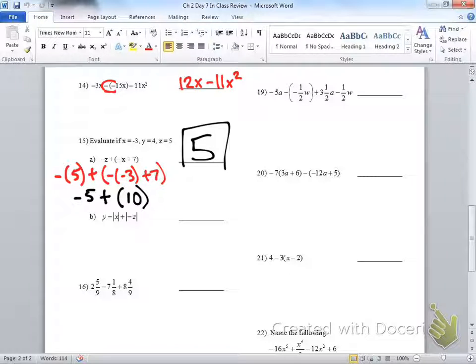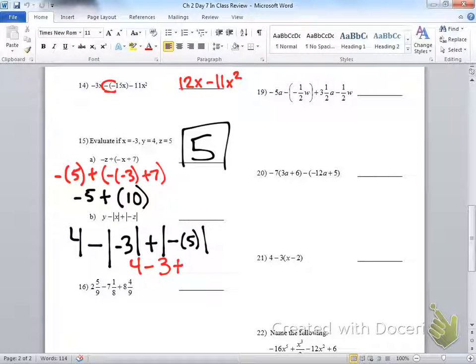All right, next one. The 4 goes in for the y, then a minus, absolute value of negative 3, plus absolute value of negative 5. All right, so I have 4 minus, what's the absolute value of negative 3? 3 plus, what's the absolute value of negative 5? 5. And then just go left to right. What's 4 minus 3? 1 plus 5? 6. Good. Questions?